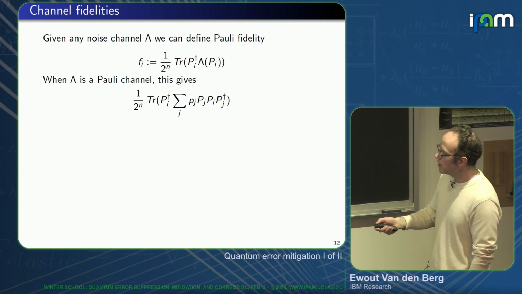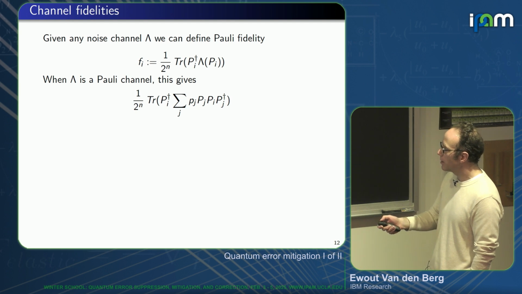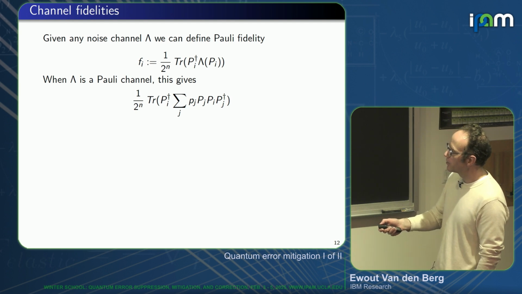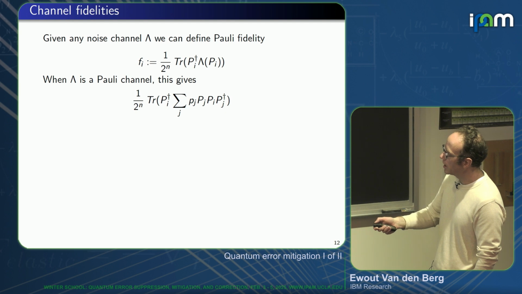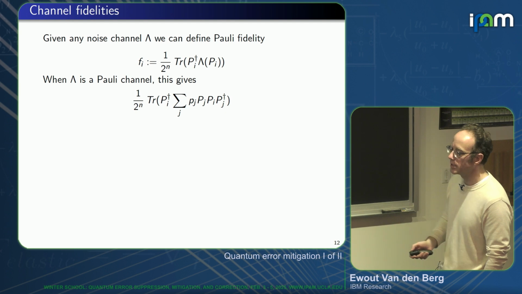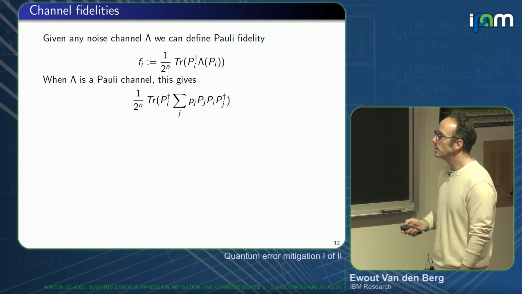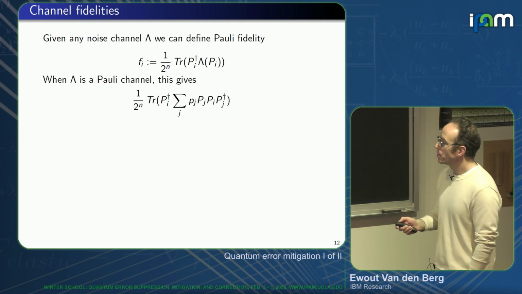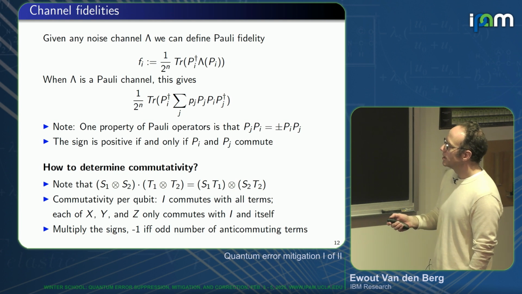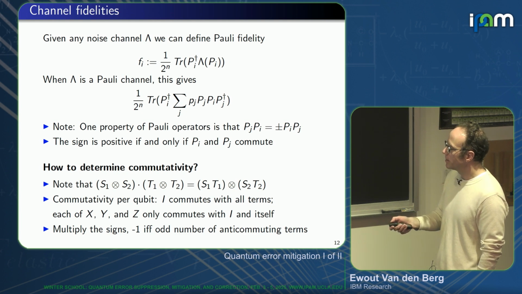So if lambda is a Pauli channel, you just have to plug in your Pi. You have your summation over j, with probability pj, you apply Pauli Pj, and then you take this last Pi here at the beginning. So that's a lot of terms there, but let's try and simplify this a bit.